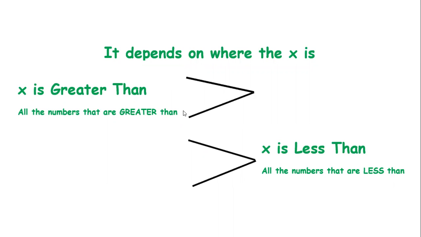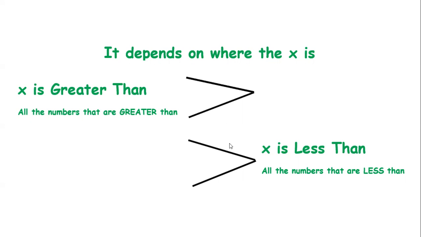If X is in the opening, you say X is greater than. Now, apart from saying X, you can also say all the numbers that are greater than, if that's where the X is. And you can see the arrow is pointing towards the right. But that very same arrowhead pointing to the right, if you start on the right side, that's if the X is on the right side, then you will say X is less than.